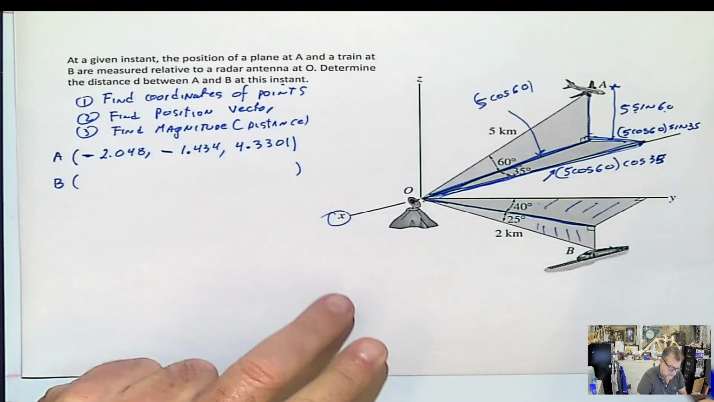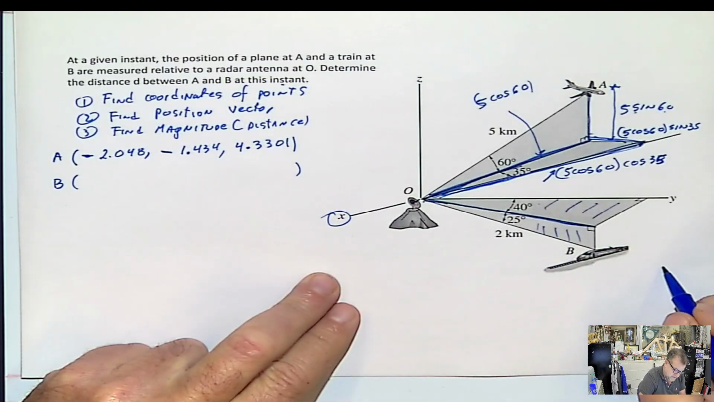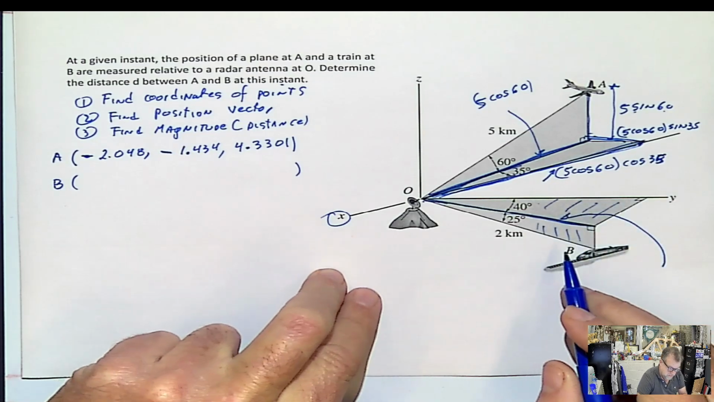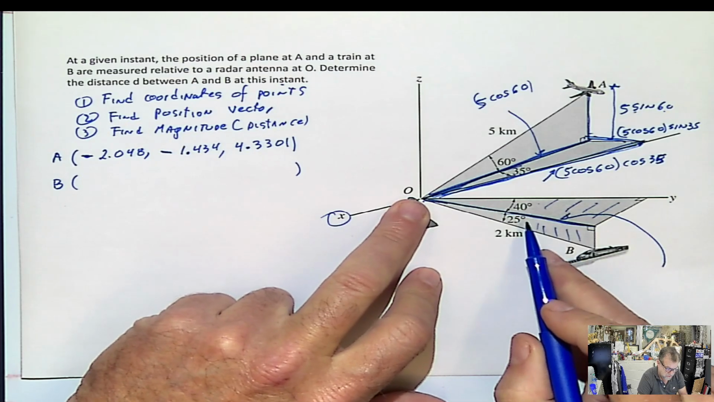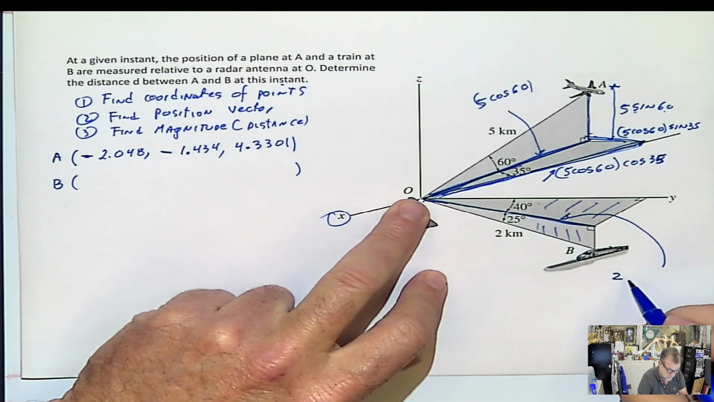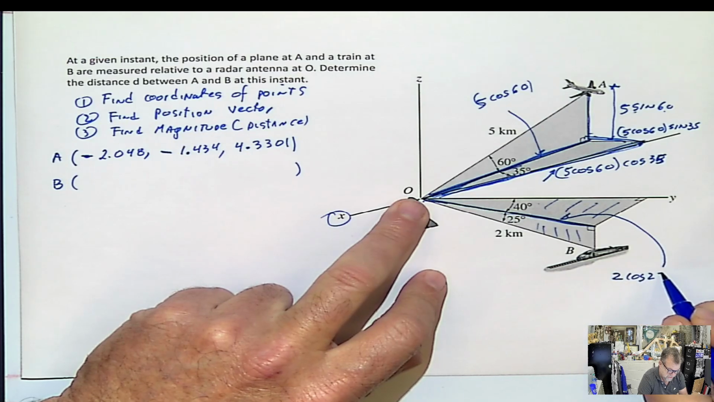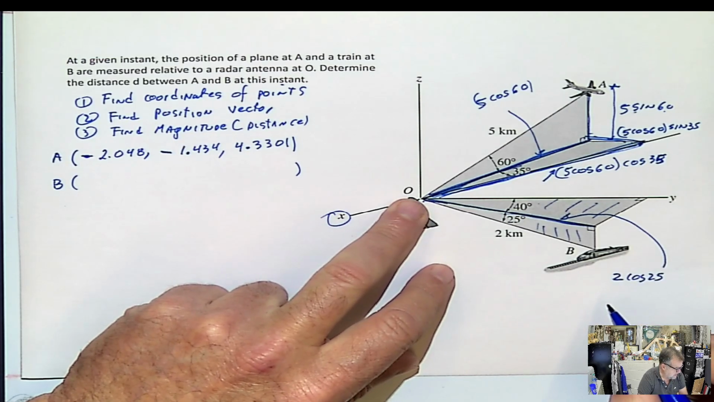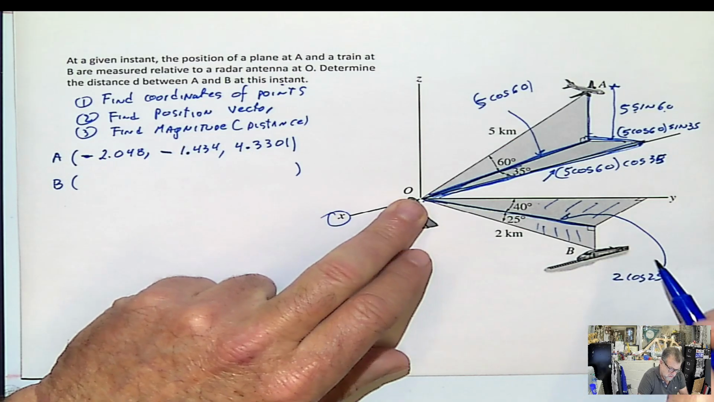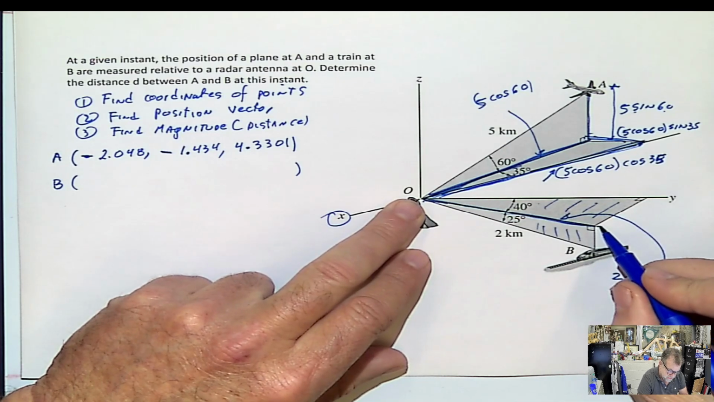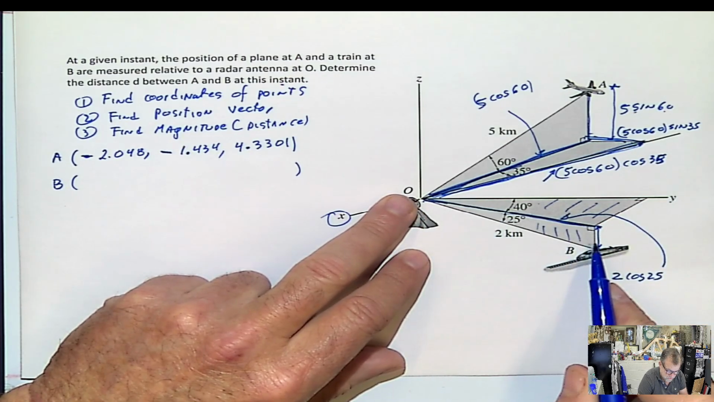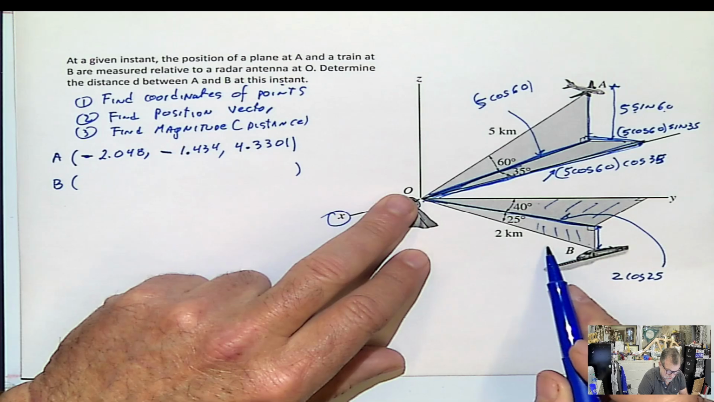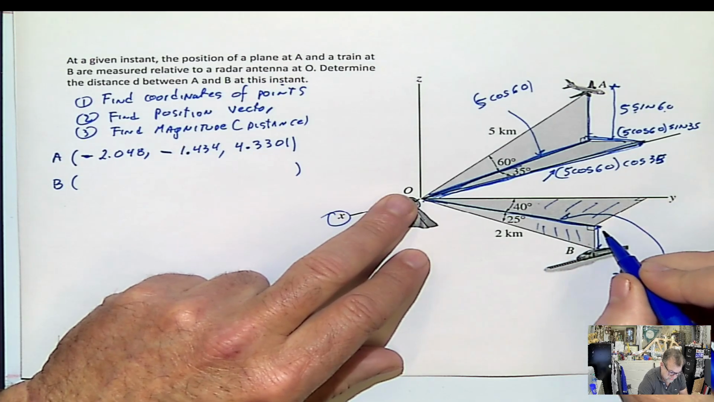So if I do that, following the same approach that we did before, that line would be 2 kilometers cosine 25, 2 cosine 25. That would be that line that we have over there. Now, what is this distance? In this triangle, that will be 2, and this is opposite to the angle, so that will be 2 sine 25.